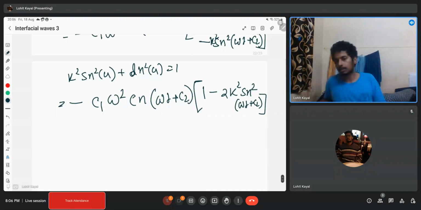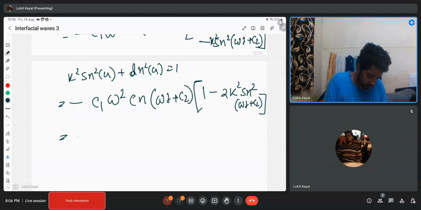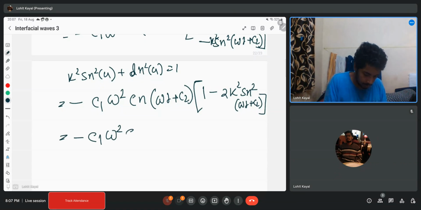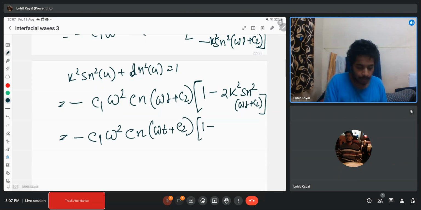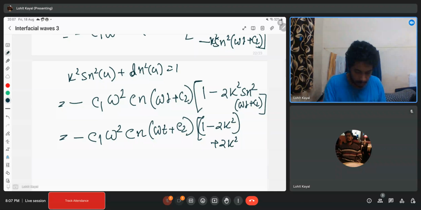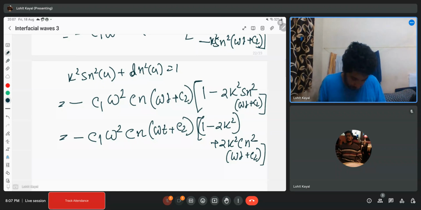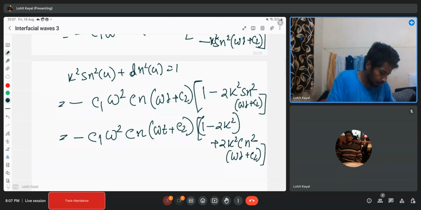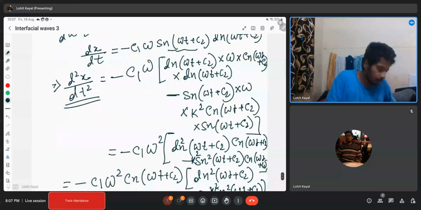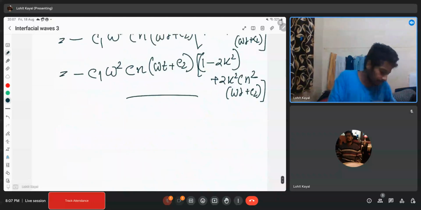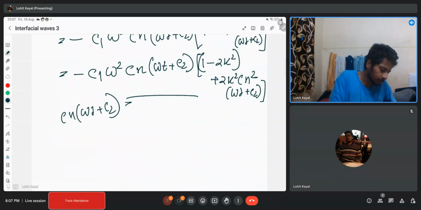Now what is sn square? sn square is 1 minus cn square, right? So it will be minus c1 ω² cn(ωt + c2) times (1 minus 2k² plus 2k² cn²(ωt + c2)). So if I take this on the right hand side, I will get that. Now I can write cn(ωt + c2) equal to x.